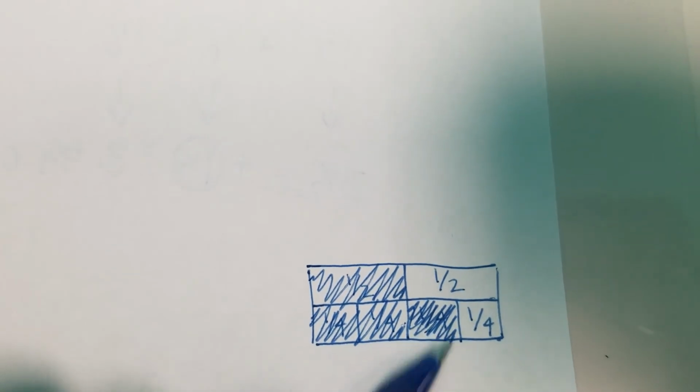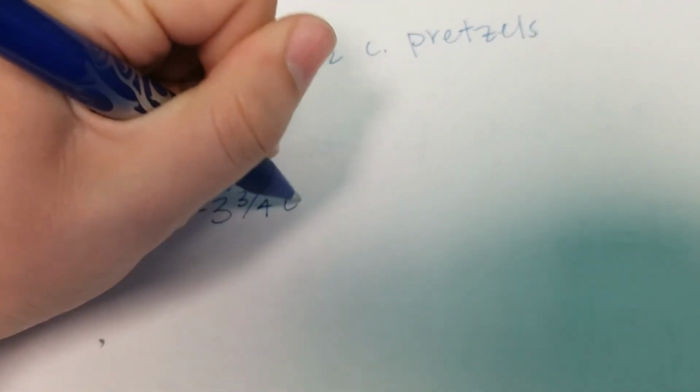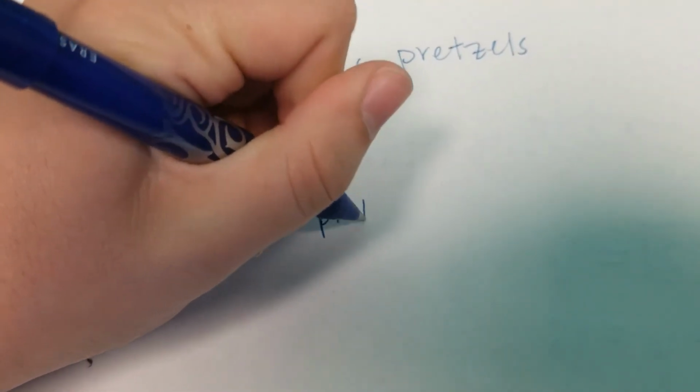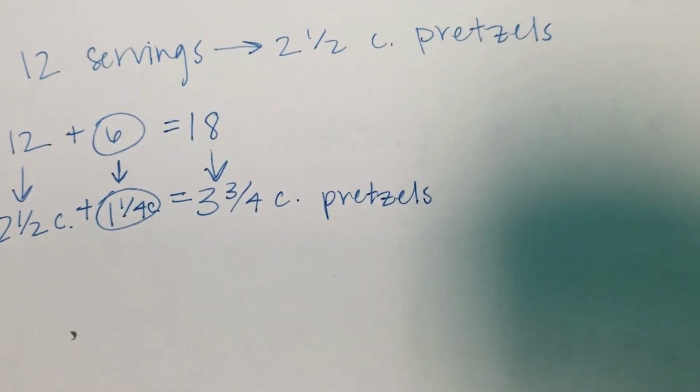So we know that this is 1/2 a cup of pretzels, and we need to add 1 more 4th. So I'm going to color this one right here. And now you can see that 1/4 plus 1/4 plus 1/4 equals 3/4. So together, we figured out that we need 3 cups and 3/4 cup of pretzels for 18 servings.